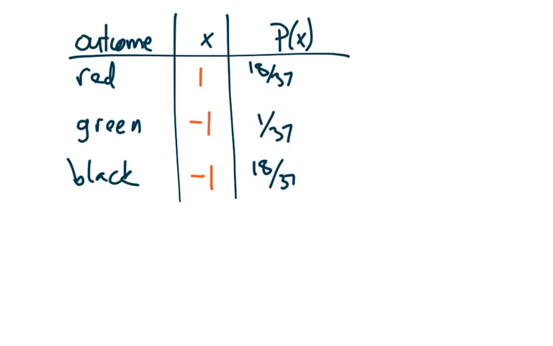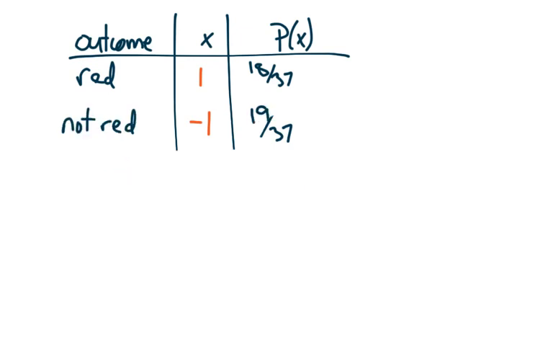For this particular one, you could notice that these are actually the same value of the variable, and we could turn this to red and not red, so that there's only two rows for the two different values of the variable, with a total of 19 outcomes that lead to not red. Right? So this is also valid.